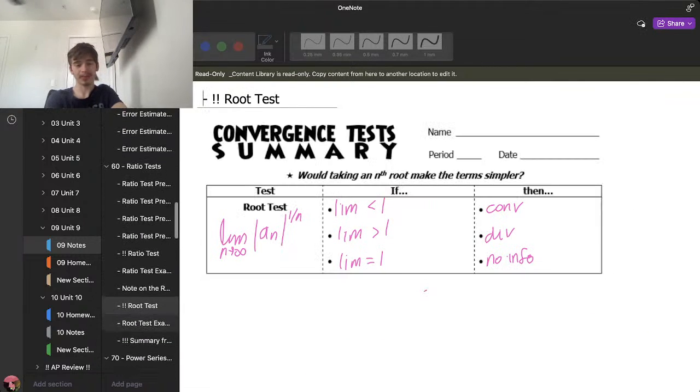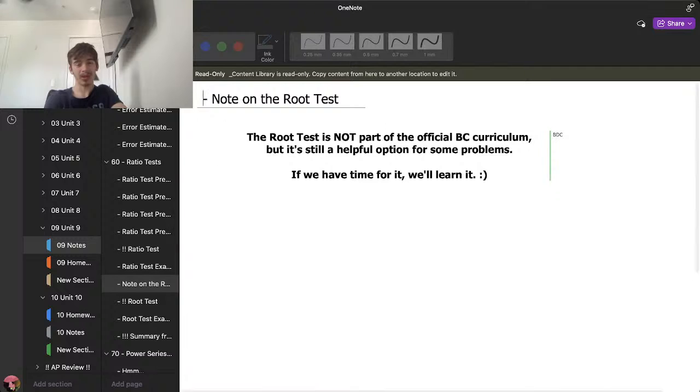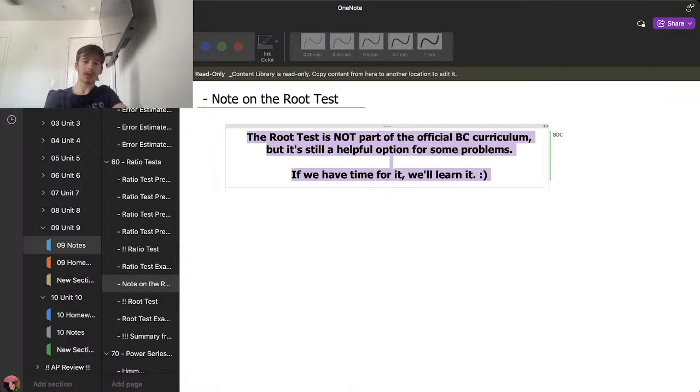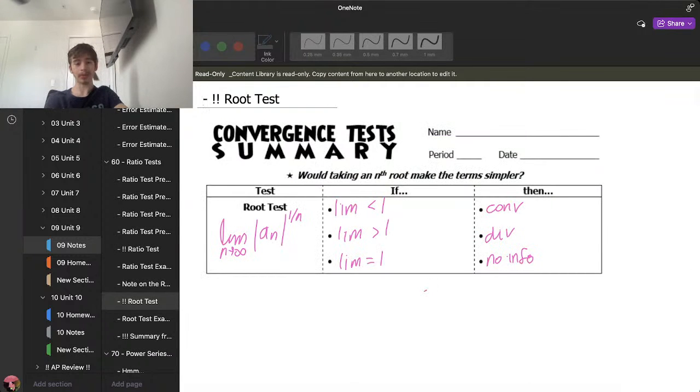Root test. It is not part of the official BC curriculum, but if you want it, here's some info.